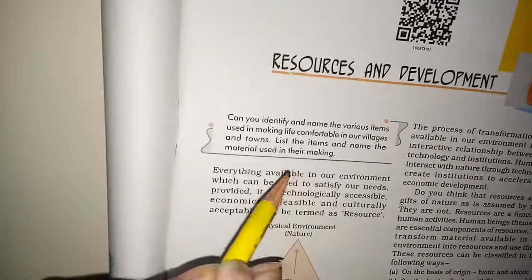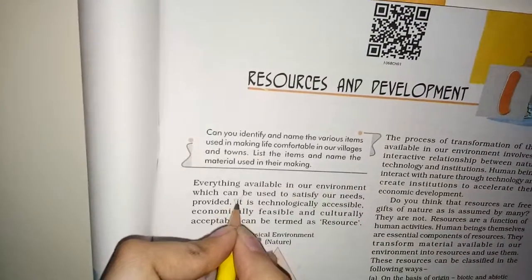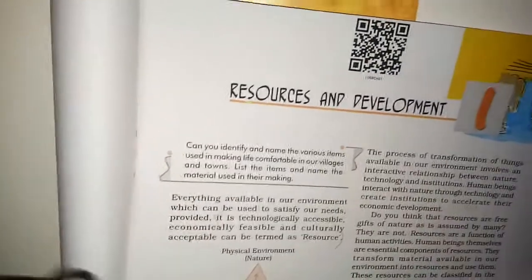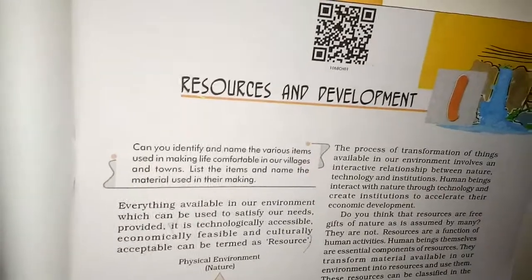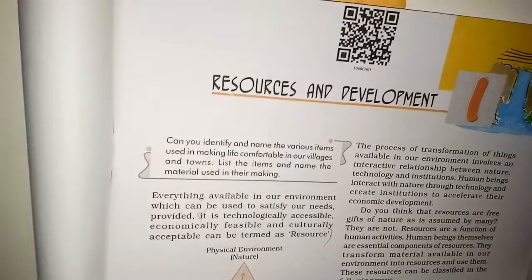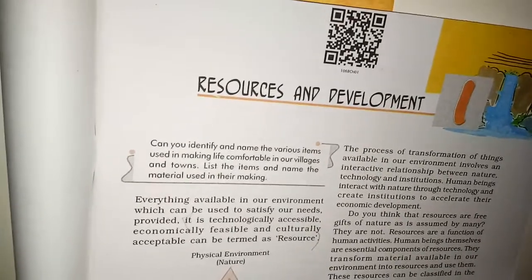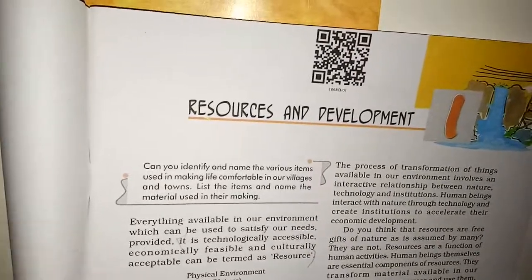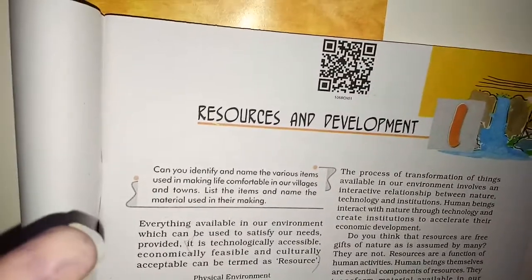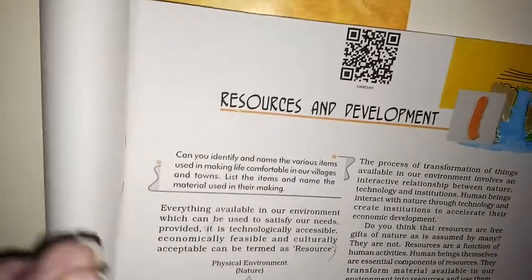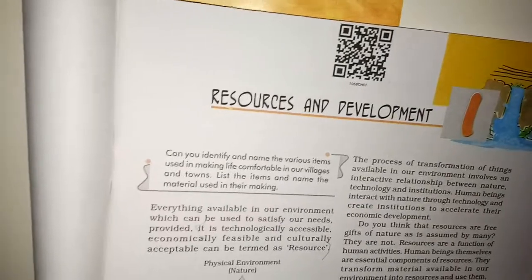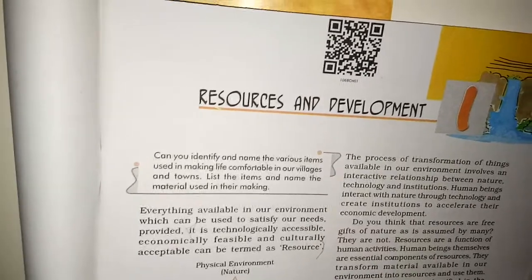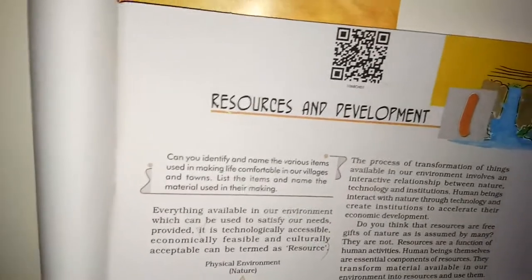And this part, from here to here, is what we came to know in 10th standard. So this says that anything which is accessible to all of you via technology, and economically feasible, that means it can be available to any kind of people, from poor to rich, and then culturally acceptable, meaning it must be culturally accepted by the people, is termed as a resource.